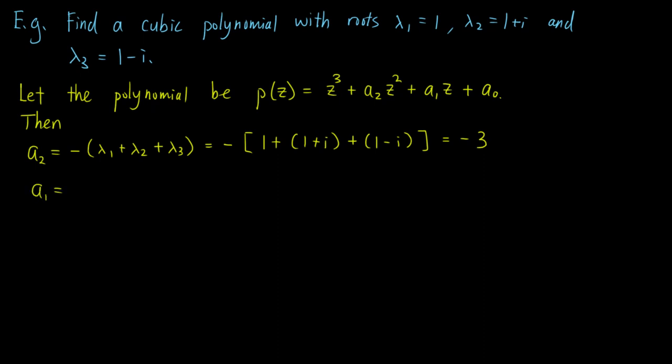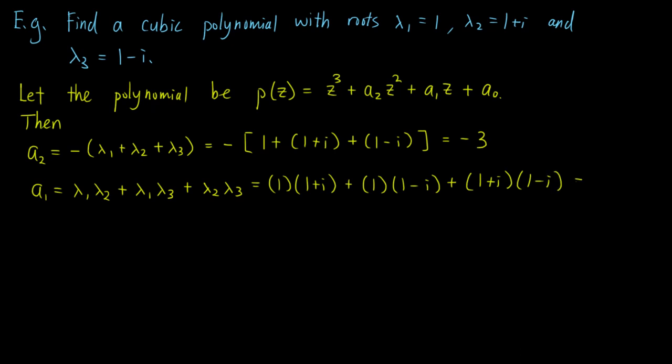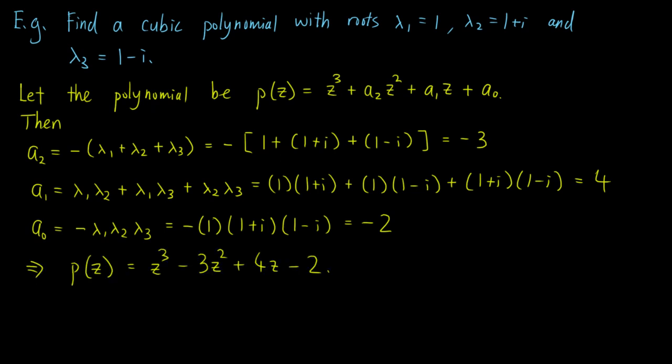a1 equals lambda 1 times lambda 2 plus lambda 1 times lambda 3 plus lambda 2 times lambda 3, which equals 1 times 1 plus i plus 1 times 1 minus i plus 1 plus i times 1 minus i, which equals 4. a0 equals negative lambda 1 times lambda 2 times lambda 3, which equals negative 1 times 1 plus i times 1 minus i, which equals negative 2. So p of z equals z cubed minus 3 times z squared plus 4 times z minus 2.